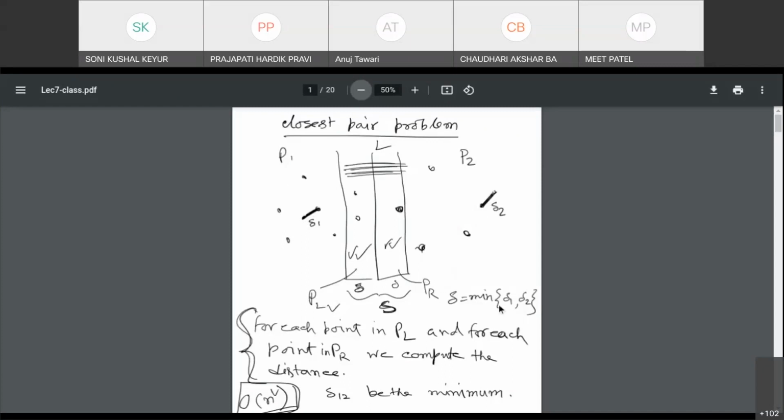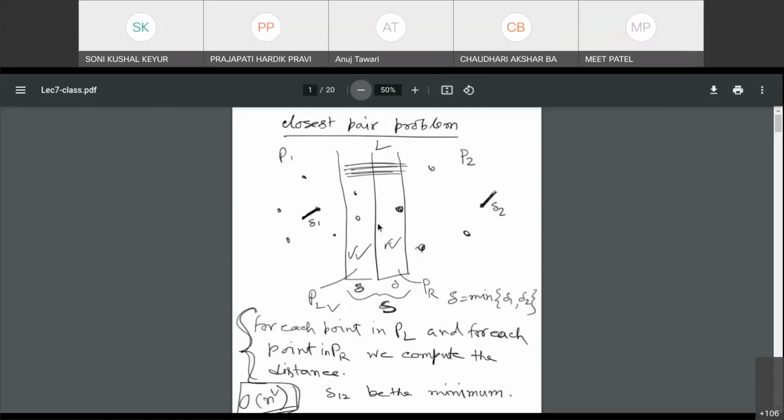And then we found the minimum of these, let's call that delta, but delta may not necessarily be the minimum distance, right? Because there might be one point in this half and another point in that half, and the distance between them is lesser than this delta. So we needed to check this condition. So what we did was that we considered a small strip of distance delta on either side. So this was a rectangular strip, okay? And then we looked at points only within this strip, okay?